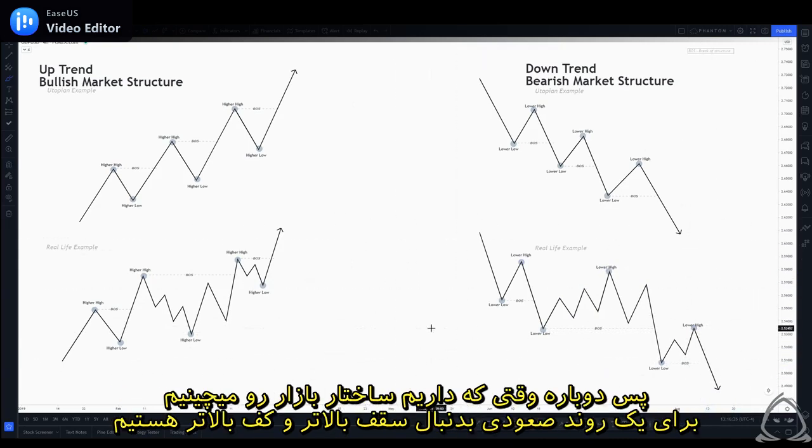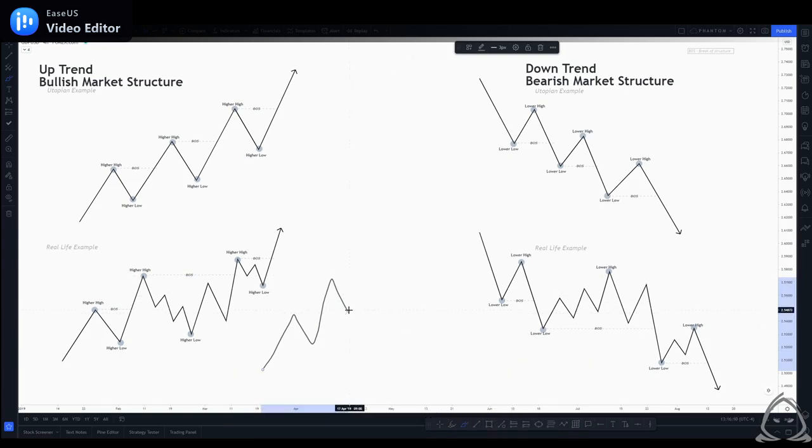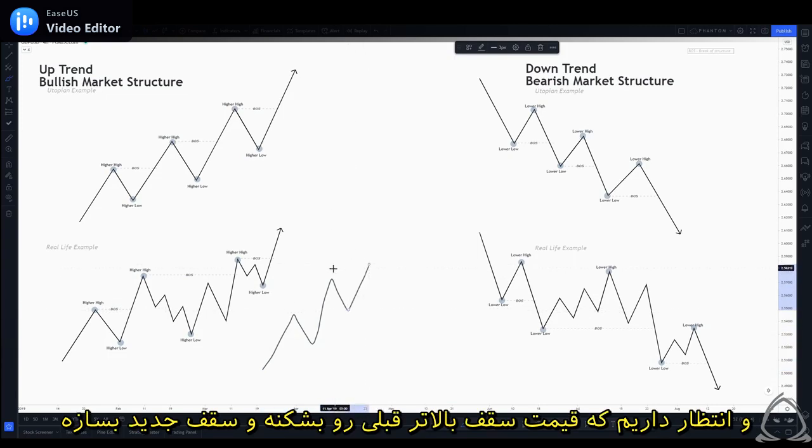So again, what we're looking for when we're mapping out our market structure, if we're in an uptrend, is that we're creating higher highs and higher lows, higher highs and higher lows. And what we're expecting once price creates a higher high is a pullback, a correction, or a retracement, whichever way you want to describe it. And we'd be expecting price to then break that previous high, creating a higher high.